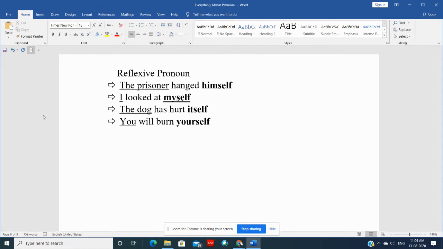Now, for singular reflexive, we use himself, myself, yourself, itself. But we know that we have plural forms also. So, for plural forms, we use ourselves, yourselves, and themselves.